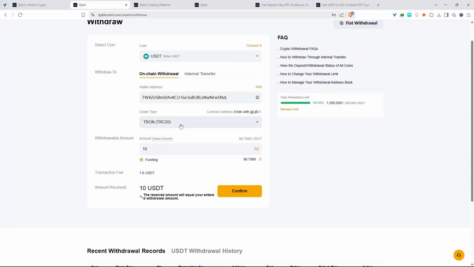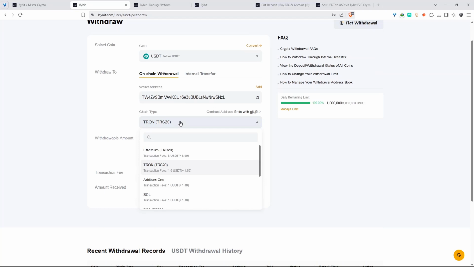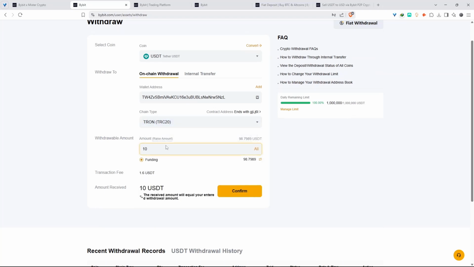Ensure you select the correct network. This is critical to prevent loss of funds. Enter the amount you wish to withdraw. Click Submit.